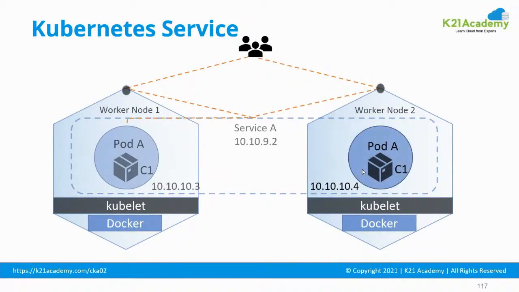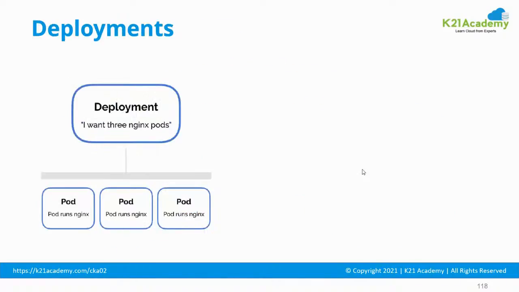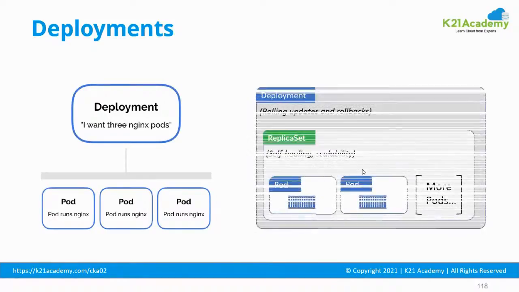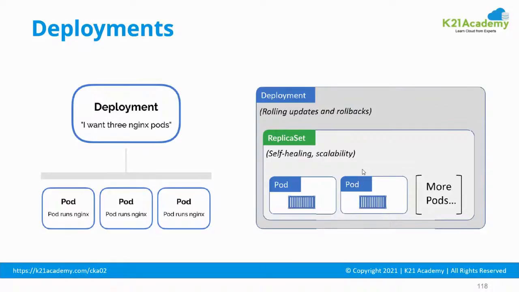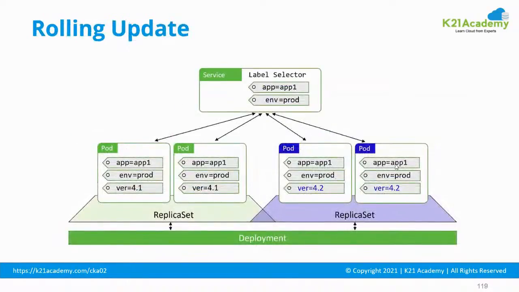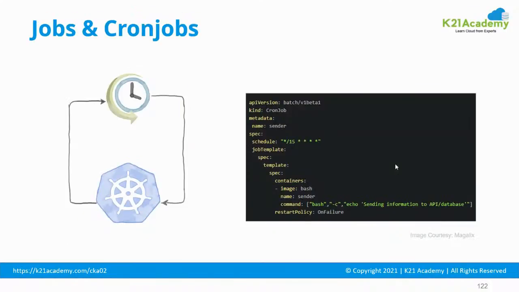So the services, pods, deployment, load balancing, and services concept. Then there is a deployment where you tell it, I want 3 Nginx pods, and it will go and do it for you. There's something called a replica set, pod, which provides us rolling update, rollback, self-healing, and scalability capabilities. We'll also look at labels and labels and services. How does that rolling update and rollbacks happen?